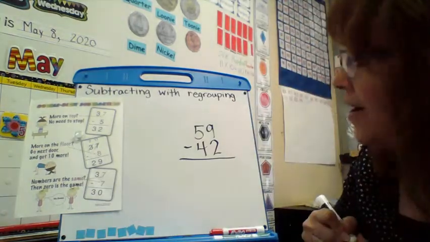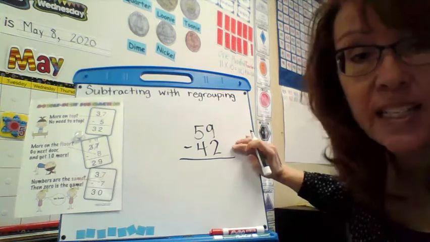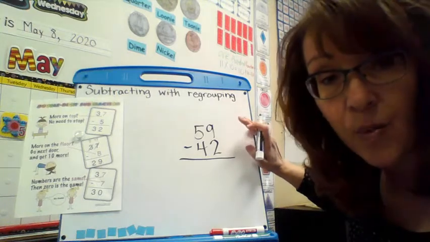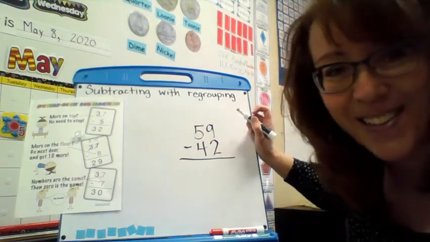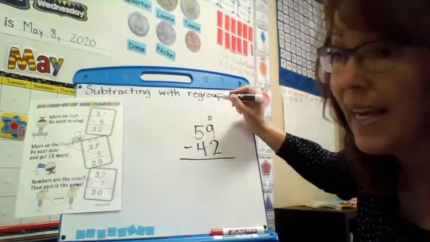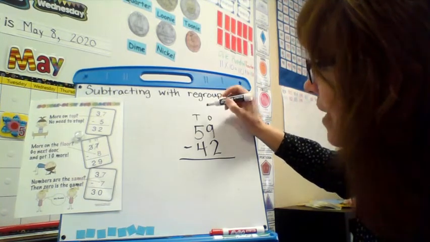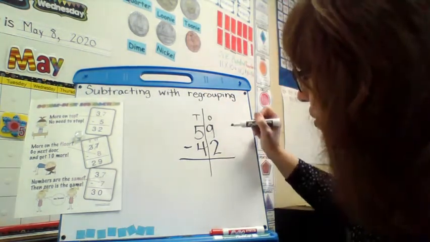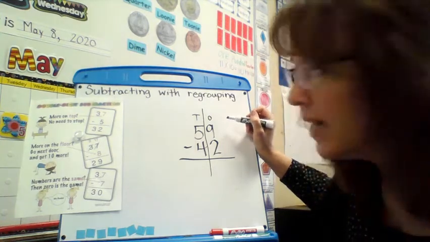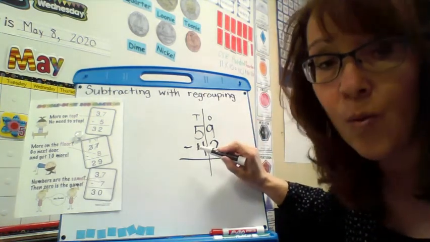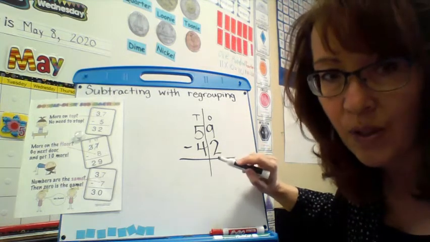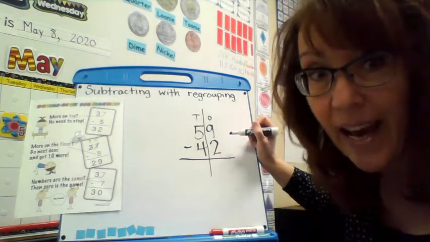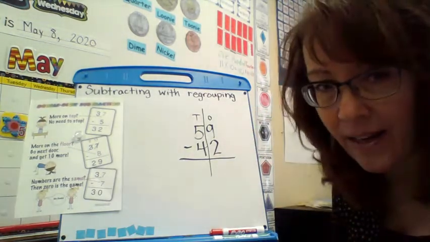We have our question here on the board, 59 take away 42. What I want to do is find my ones place because I know that's where I start, and it's always on the right. So here's my ones place, and here's my tens place. Now for me, I like to split the numbers to help me organize my thinking. I want to start in the ones place on the right. Remember, today we're taking away, so we're counting back when we do this question. So if I have 9, can I take 2 away? Yes, I can.